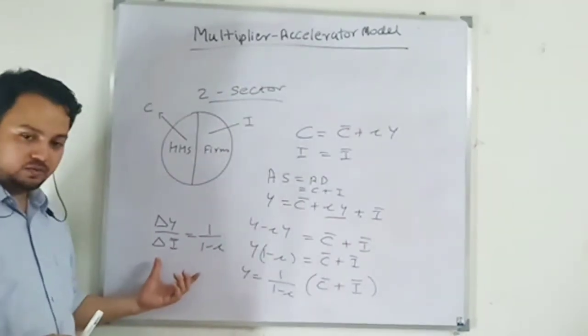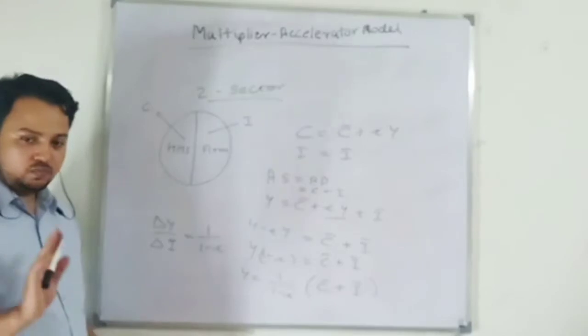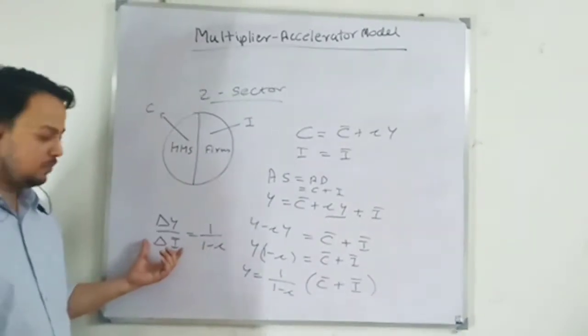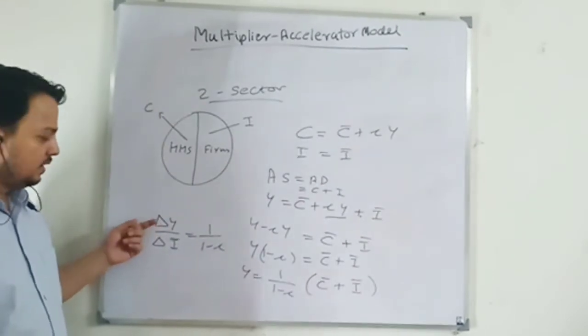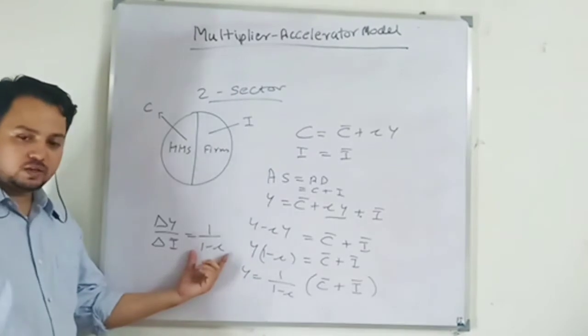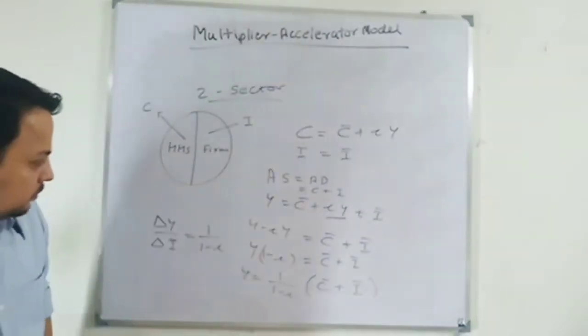Let me interpret this, then you will understand what we are doing. So this is the multiplier in the two sector model that we have taken out. I am repeating for those who have joined now. So what is multiplier? It is a ratio of change in income due to change in investment expenditure. So in two sector model, it is this.